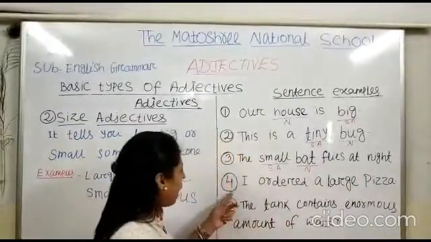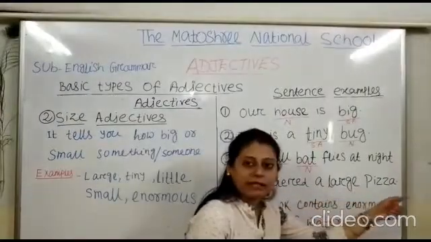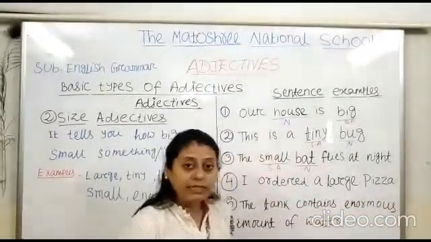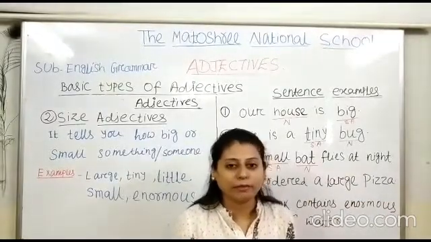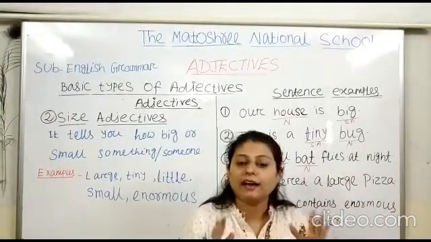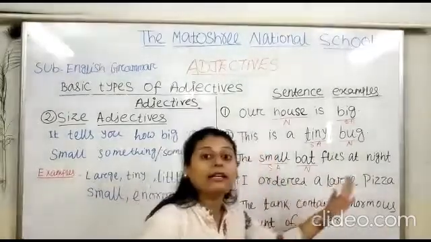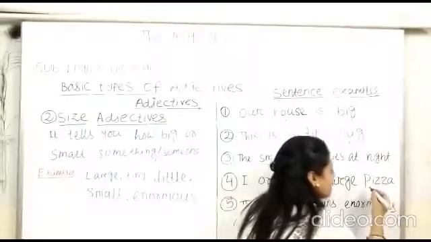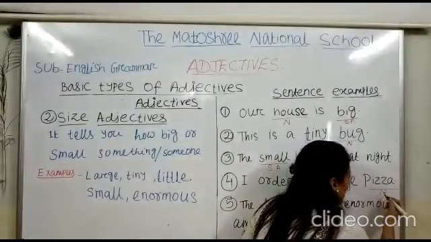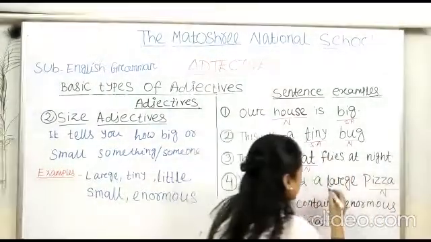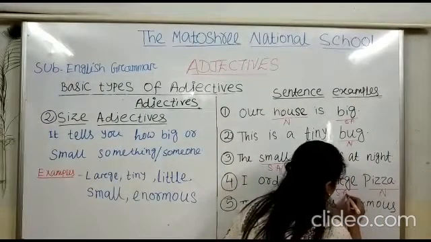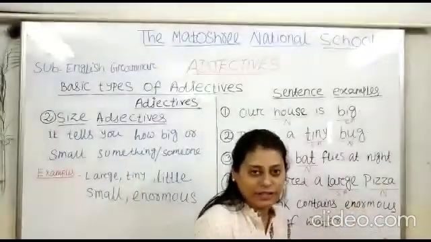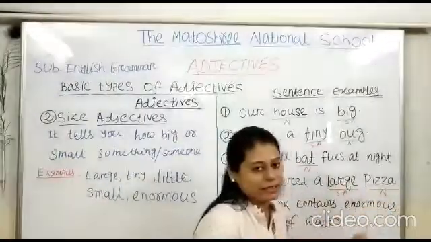Okay. Now, I ordered a large pizza. Have you seen different types of pizza? That is regular, medium, large, and I love pizza. That's why I ordered a large pizza. What type of pizza? A large pizza. So here, pizza is a noun and large is a size adjective, where it shows what type of pizza it is.